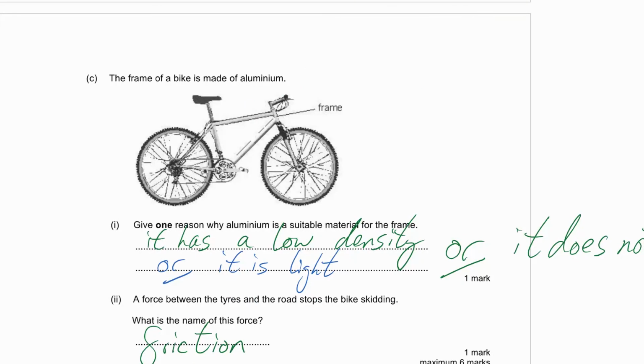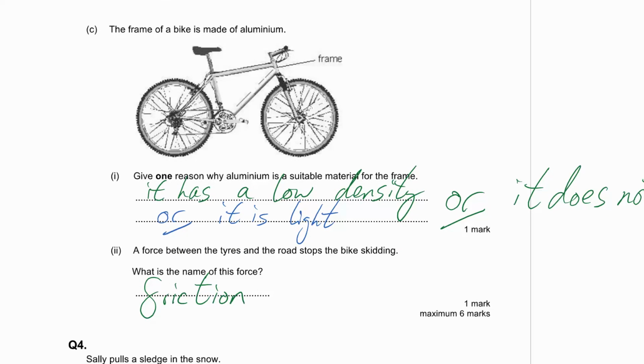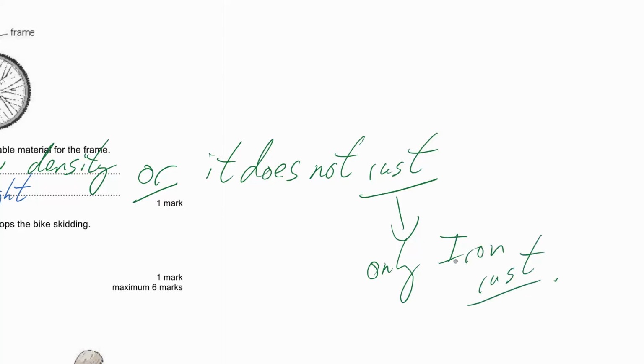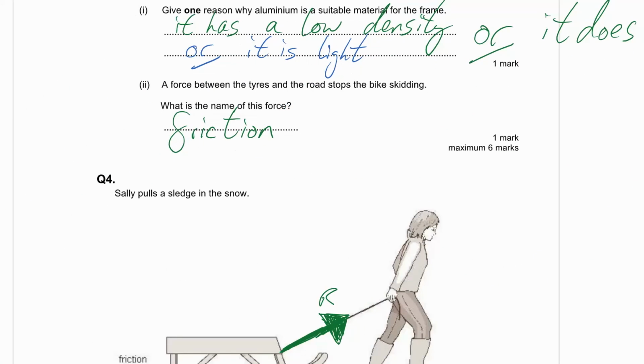Next question. A bike is made of aluminium. Give one reason why it's suitable for the frame. You could have said it has a low density, or it's very light, or in terms of chemistry, aluminium does not rust. Only iron rusts. It's the only element that can rust. Other elements can corrode, but you don't say that they rust.